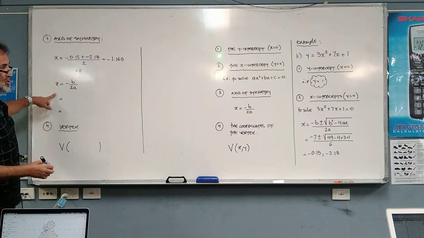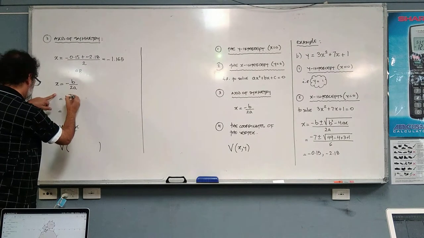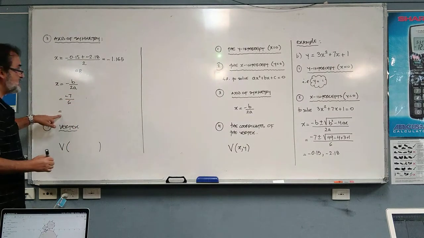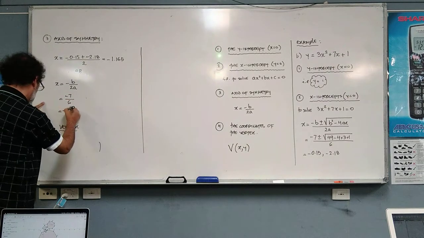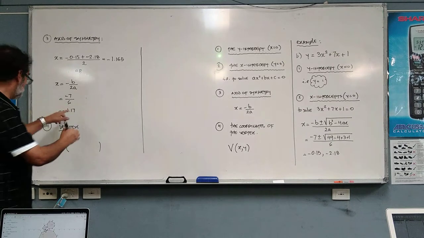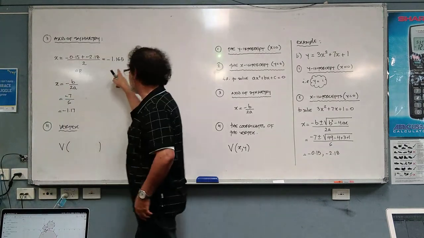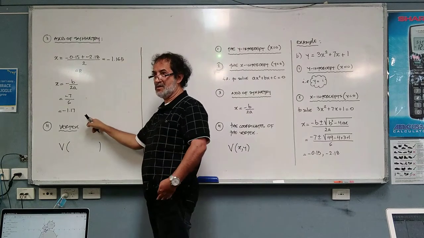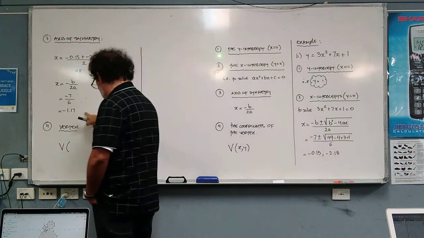And then if you do that into the formula, then we should do minus b over 2a, which is negative 7 over 6. And what is the answer? Negative 1.17. Yes. So this will differ a little bit, but if you land with that, then that means that it's working.